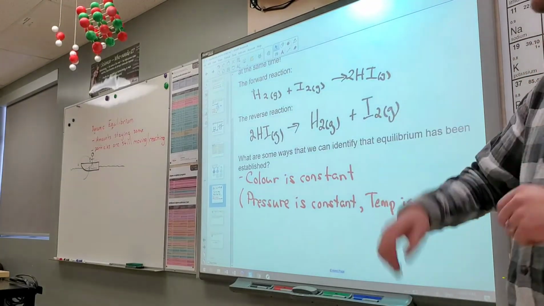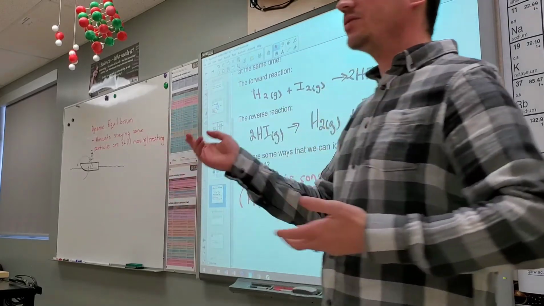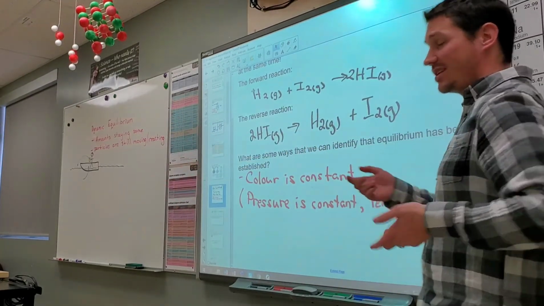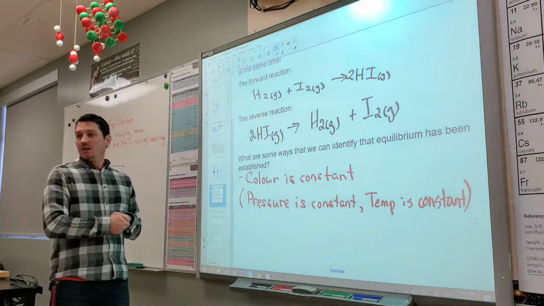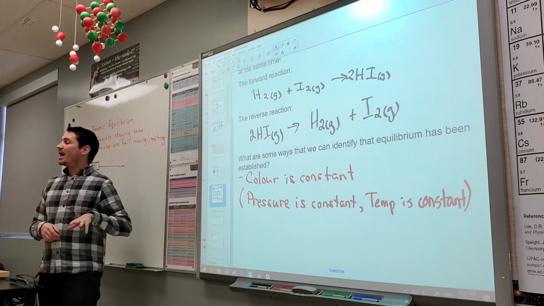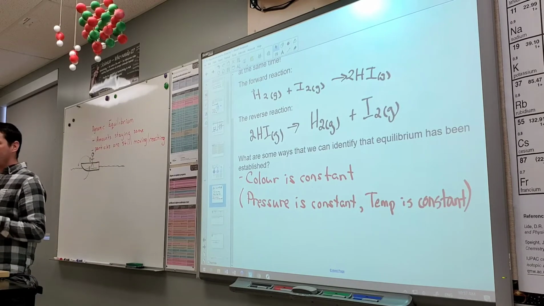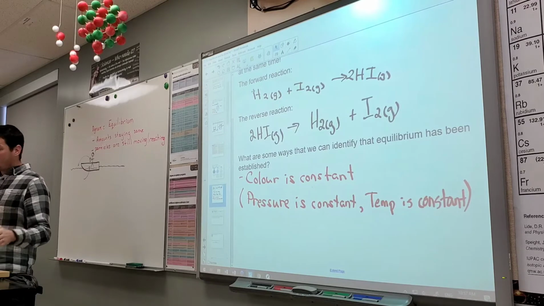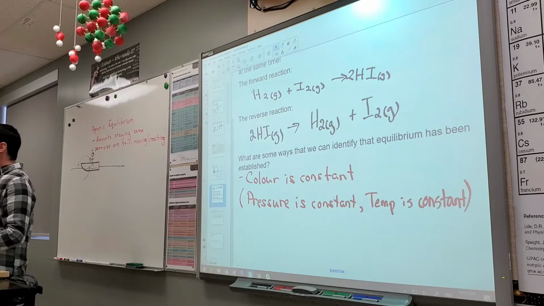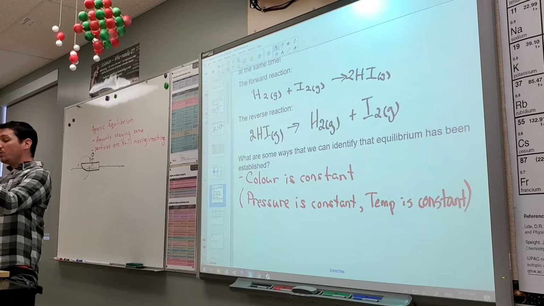If you allow two things to react together, and then once the color stops changing, or once the pressure stops changing, once the temperature stops changing, then you know you're at equilibrium. What about mass? Could you measure the mass, and once the mass stops changing, could that be an indication that you've reached equilibrium? Well, the mass would never change, though. The mass is literally never going to change, right? Especially in a closed system, because whatever we make in here is trapped in the bottle.